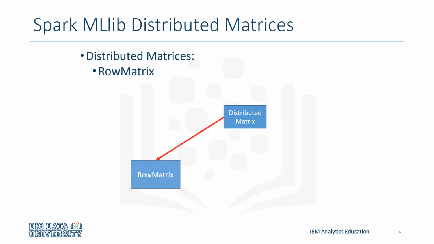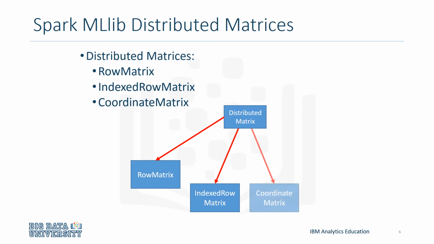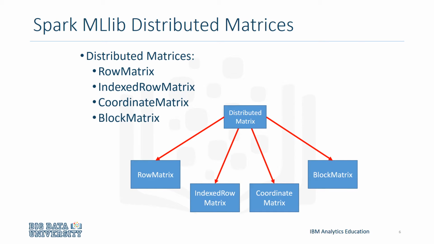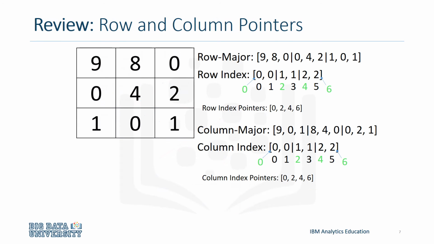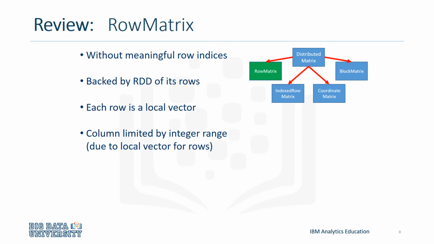These are row matrix, index row matrix, coordinate matrix, and block matrix. The block matrix is covered here. We look at row pointers and column pointers in a previous lesson. We mention them here as a reminder of what they are and how they relate to matrices. Here we see the main characteristics of a row matrix, one of the 4 key distributed matrices.